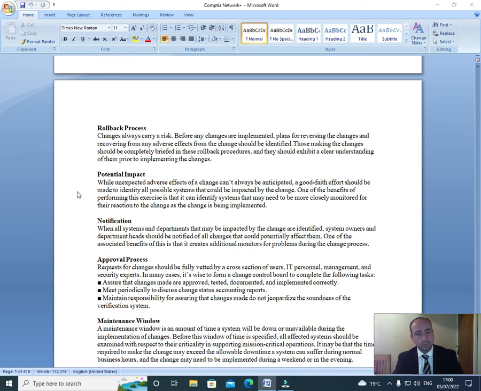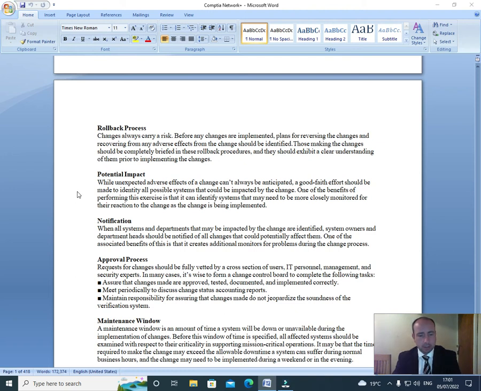Rollback changes. Changes always carry a risk. Before any changes are implemented, plans for reversing the changes and recovering from any adverse effects from the change should be identified. Those making the changes should be completely briefed in these rollback procedures, and they should exhibit a clear understanding of them prior to implementing the changes.